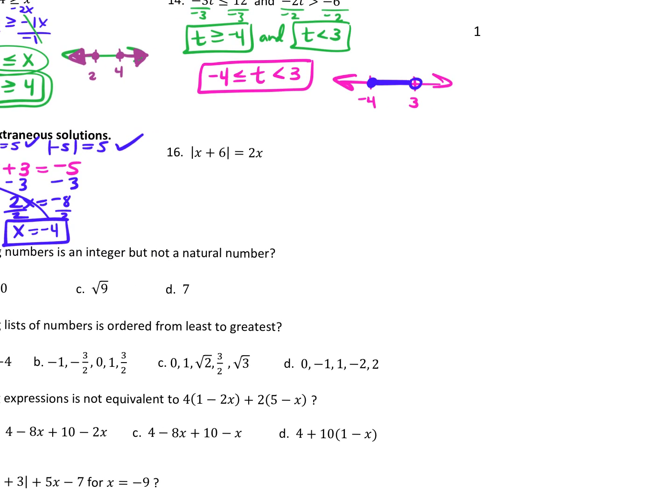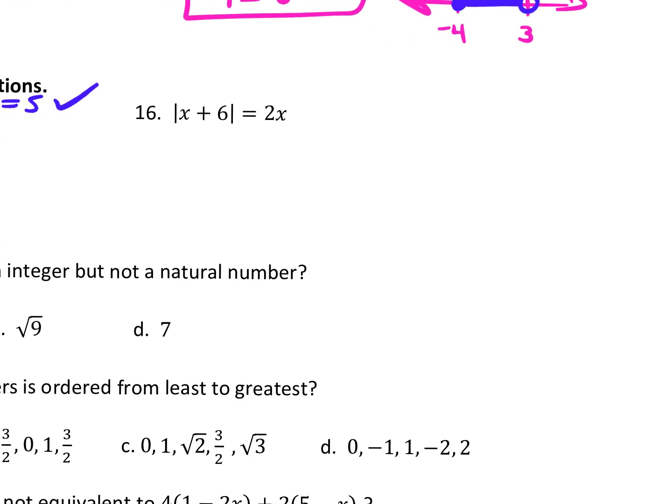16, very similar, but a little bit different. You have absolute value isolated, right? The idea is we want absolute value by itself. So if there was anything back here or up here, you would have to get rid of it before we set up the 2 equations, but there's not on this one. So we're just going to set up the 2 equations. X plus 6 equals 2x, and x plus 6 equals the opposite of 2x. So take away an x, and 6 equals x.